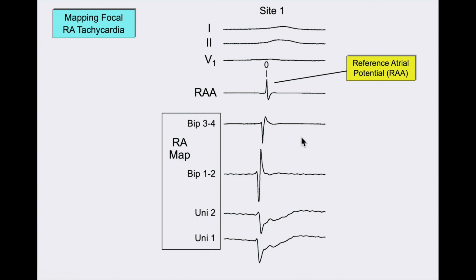And let's look at our far field timing just at this site. If we look at this electrogram, the far field activation begins at this site. If we look at the proximal bipolar electrogram, it begins at this site. If we look at Uni 2, it begins here. If we look at Uni 1, it begins here. And the earliest of all of these is on Uni 1.